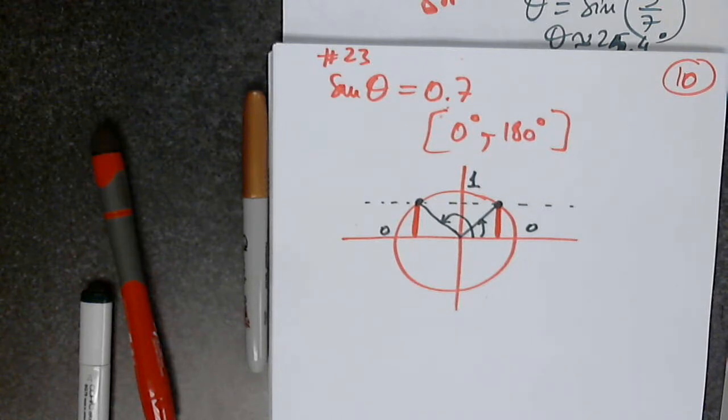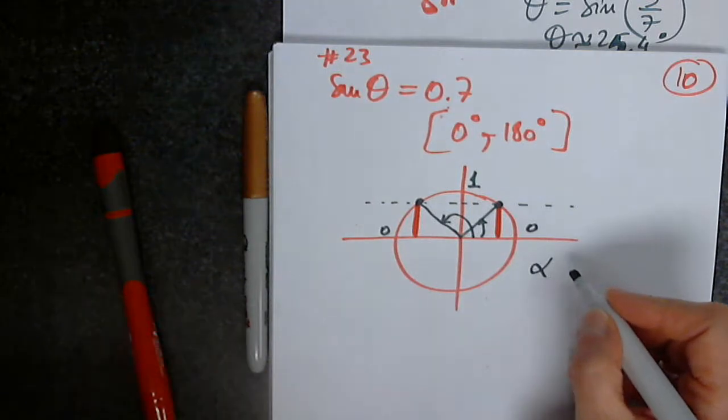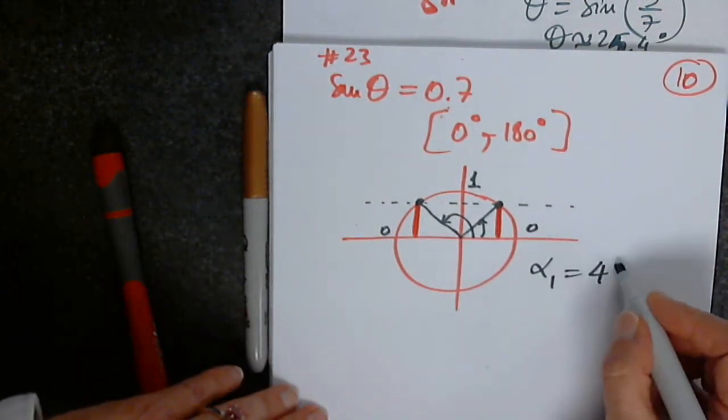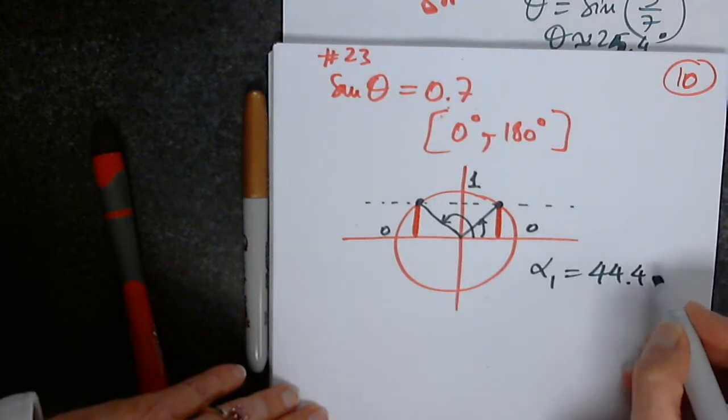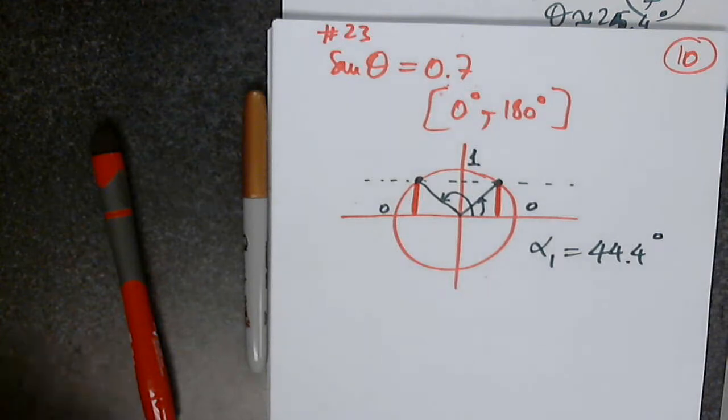So I get 44.4, let's say. Okay, so one angle here, this one, alpha, I'm going to call it alpha 1 or theta 1, whatever you want, 44.4 degrees. Now, I can determine it with a calculator, but just one part. So how do I determine the other one?